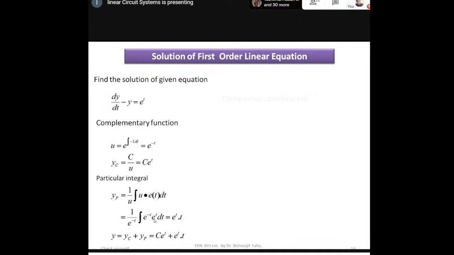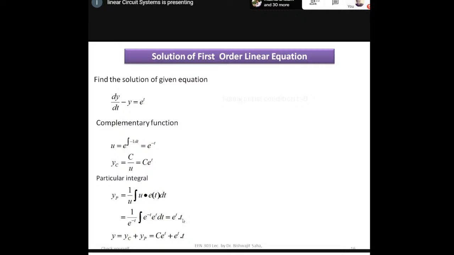Integration of 1 dt means t. So ultimately we find the particular part, that e to the power t dot t.